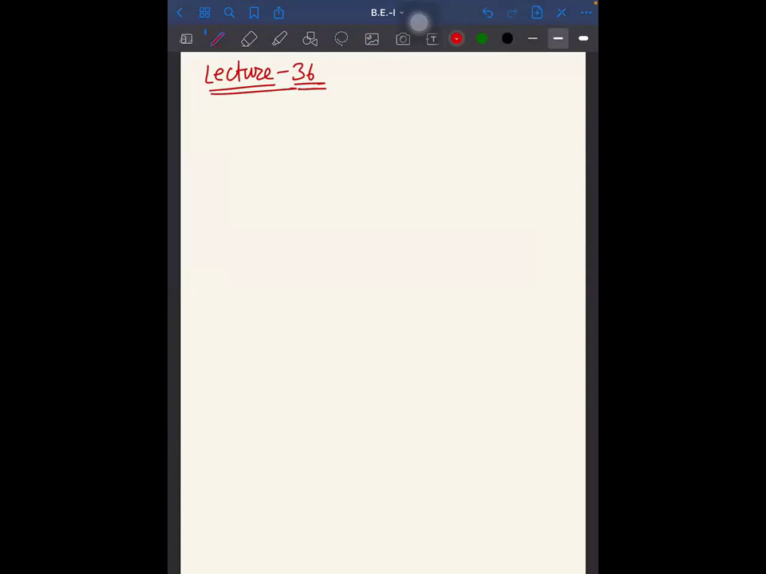So this is lecture 36, and we'll try to convert the polar equation into the Cartesian form. We have a few examples with us, and I'm starting with question number 25. That is, r cos theta is equal to 2.